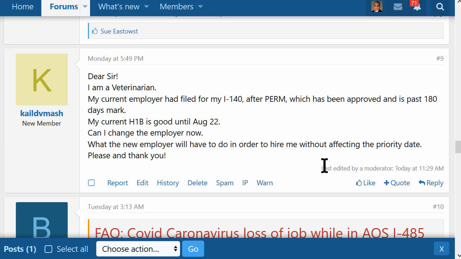If your I-140 stays approved for 180 days, not only do you carry your priority date, you also carry your right to extend your H-1B past 6 years with any employer. So your new employer will have to redo the green card. They'll have to start the PERM again, but you'll carry the old priority date. So that's very good. Yeah, you can change employers. *5 if you have a follow-up question. *5.